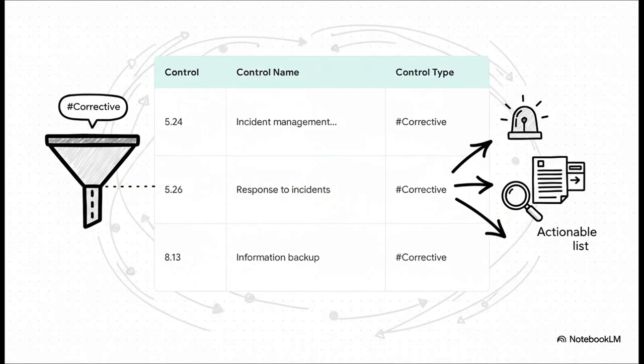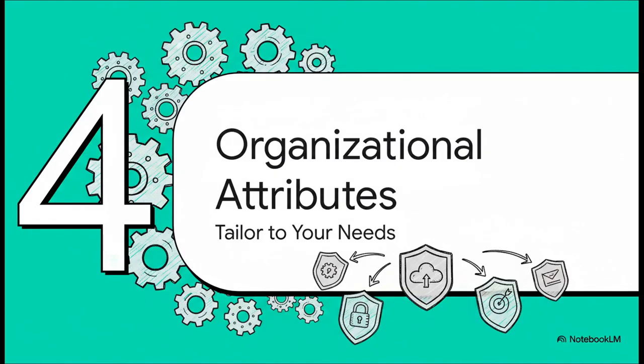And boom, this is the power of attributes in action. We just apply a simple filter for the #corrective control type, and that massive, overwhelming matrix instantly shrinks down to this targeted, actionable list. Just like that, we have exactly what we were looking for: controls for incident response, evidence collection, and backup. No more spending hours manually searching and scrolling. It's done. Now that alone is a huge leap forward, right?